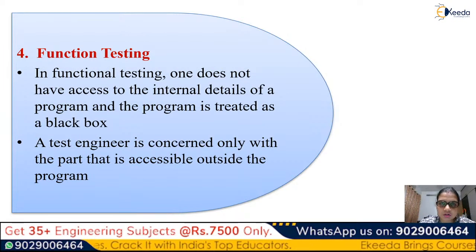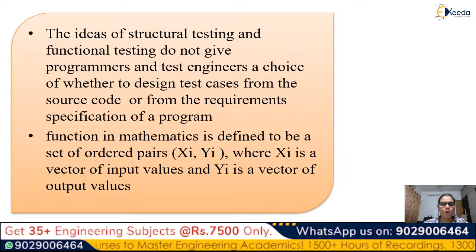What happens in functional testing? There are two types: functional testing and non-functional testing. In functional, we look at what features need to be tested. A programmer is concerned only about what is accessible outside the program, but we as test engineers should also conduct tests on the requirements. So, the idea of structural testing.